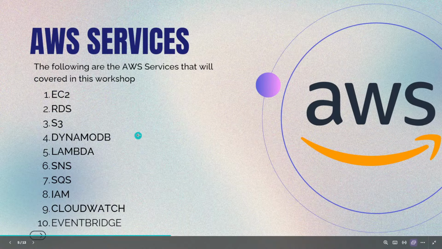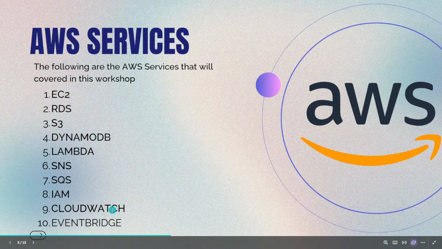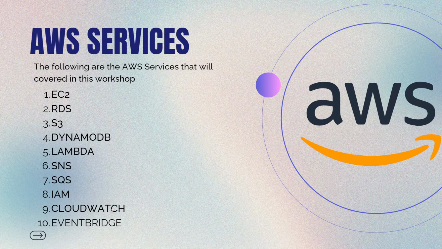So these are all the services that we covered, right? We covered EC2, RDS, S3, DynamoDB, Lambda, SNS, and SQS, which we just covered now. IAM is something that we covered initially. CloudWatch is like, whenever we run a Lambda, there was a CloudWatch log group that was created. So CloudWatch is like a monitoring service. Whatever services are available in AWS, we can see some metrics about them. So that's the use of CloudWatch.